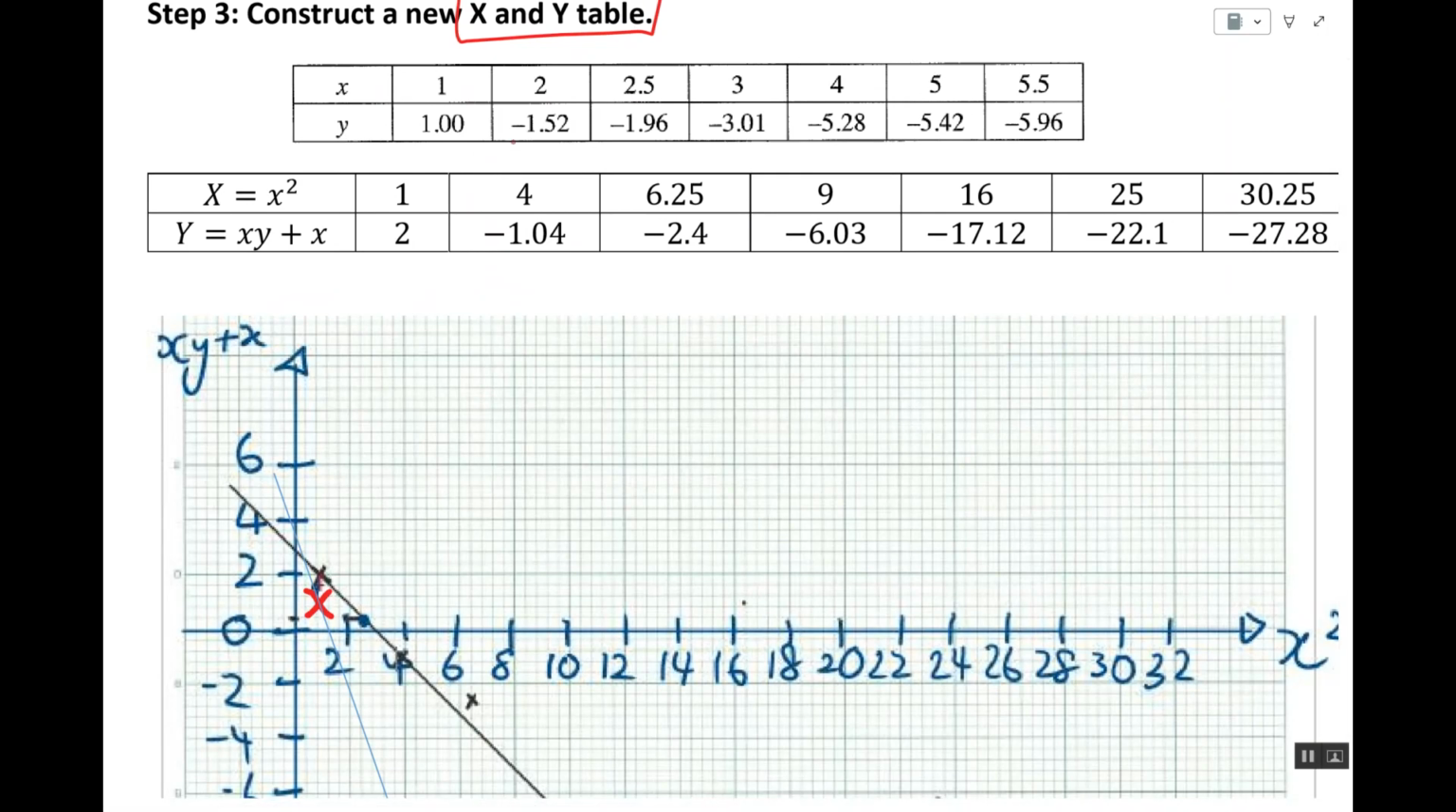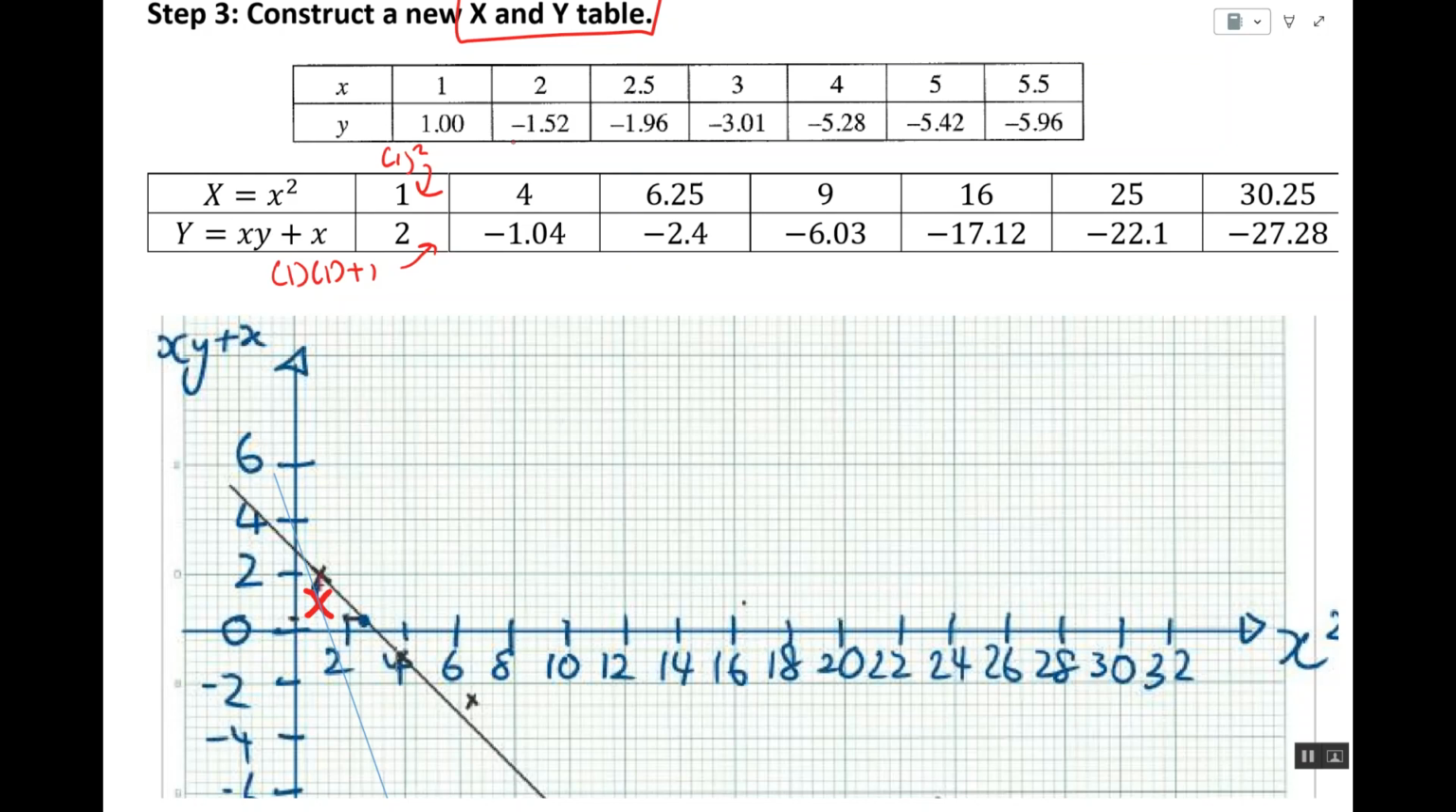When x equals 1, y equals 1. My big X is x squared, so I'll just have 1 squared. That's how I get the 1 here. Same thing for big Y, which is xy plus x. For the first pair of values, just calculate it out. You will have 1 times 1 plus 1. That's how I get 2. Do the same thing for the remaining pairs.